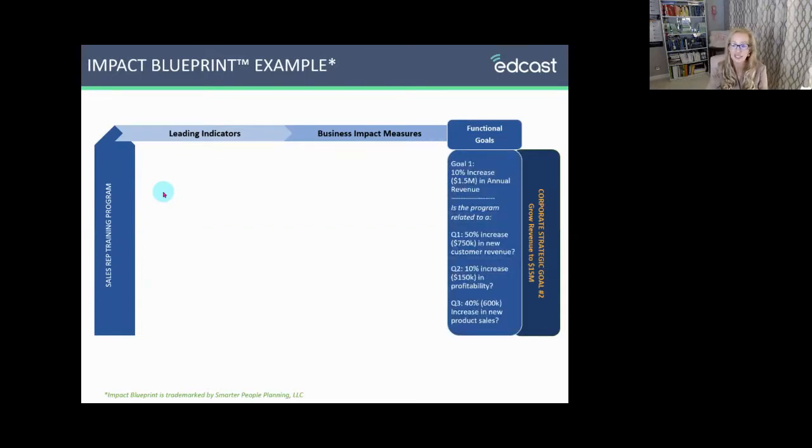Okay, so for this example of the sales program, let's say we've got a strategic goal to achieve $15 million. In order to achieve that $15 million goal, we know that we need a 10% increase in annual revenue. Again, this is just all a hypothetical example I've put out here for you. So we need to have a $1.5 million increase in revenue. So in order to achieve that, what are the quarterly goals we want to set?